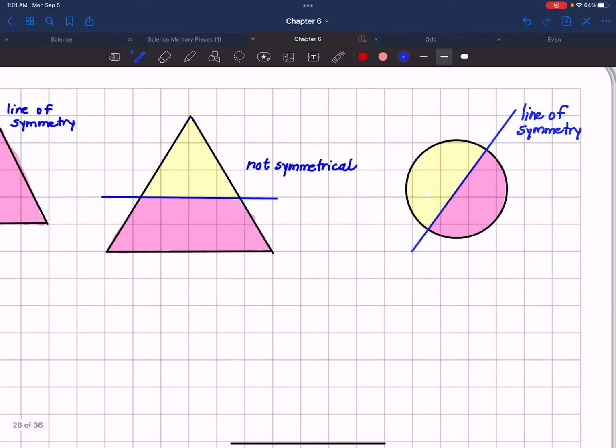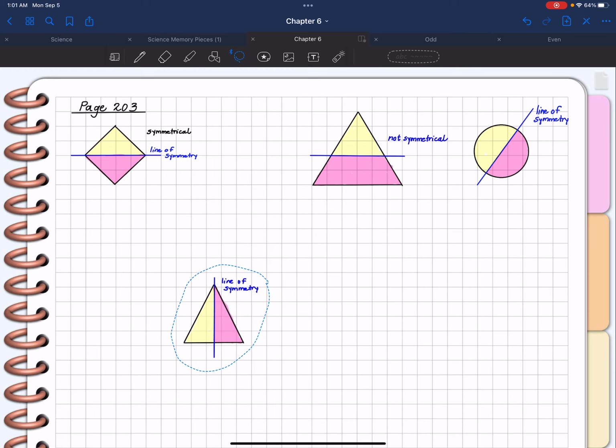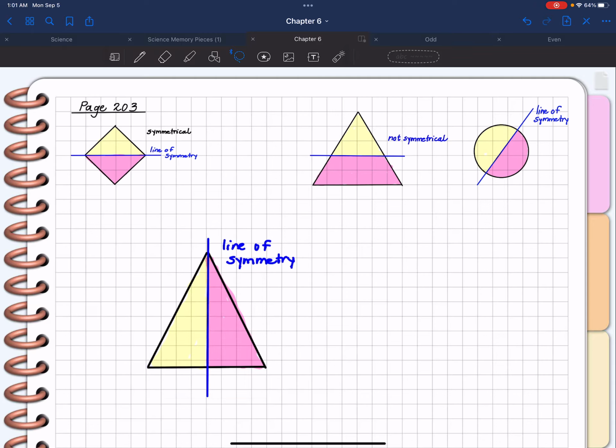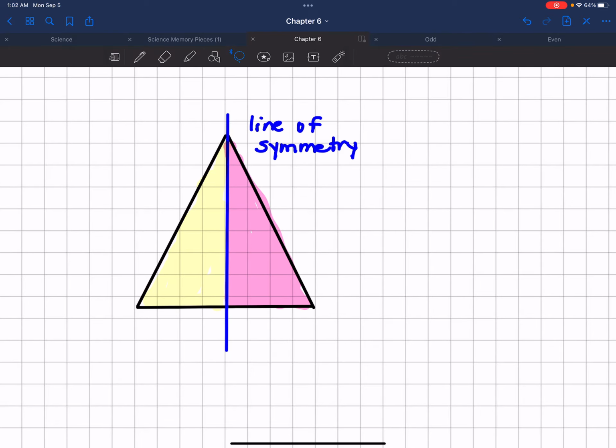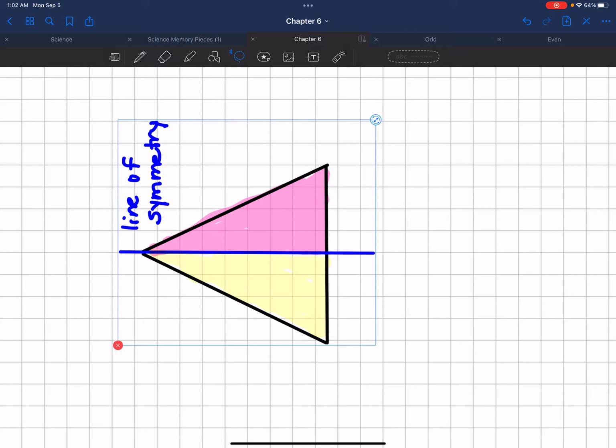Okay, so now that you've got the gist of symmetry, what symmetry means, let me ask you this. Let's use this one. I'm going to make it larger. Is it still symmetrical? Just because I enlarged it, did I change that? No, it's still symmetrical. Is it still symmetrical? Yes, it is. About the blue line, if I fold it on the blue line, I'm going to have two equal halves.